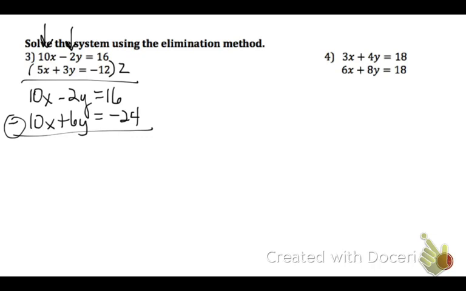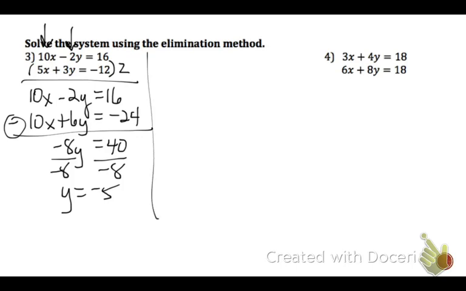Negative 2y minus 6y is negative 8y. 16 minus a negative 24 is like adding 24, so that will give me a positive 40. I'll divide both sides by negative 8, so y equals negative 5. So we just completed steps 1 and 2.